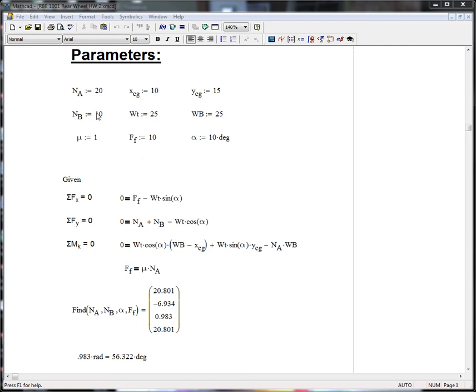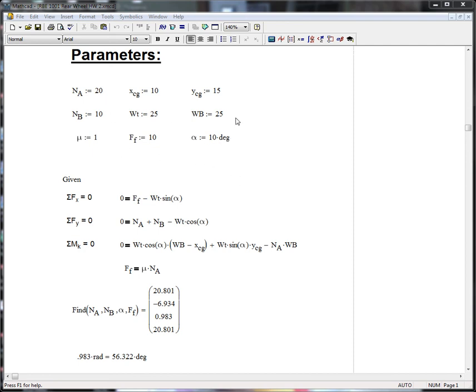And so these are the normal forces, these are the locations relative to the point on the bottom of the rear wheel to the center of gravity, the weight, the wheelbase, these is coefficient of friction, frictional force. So these are just parameters. You just have to start out with some values.